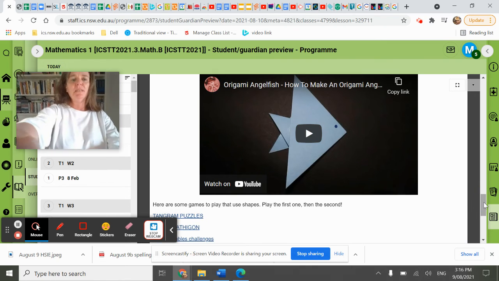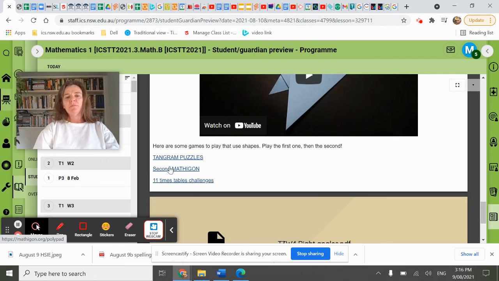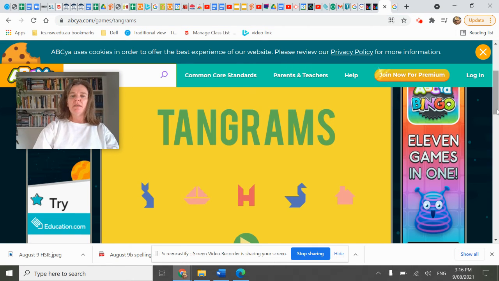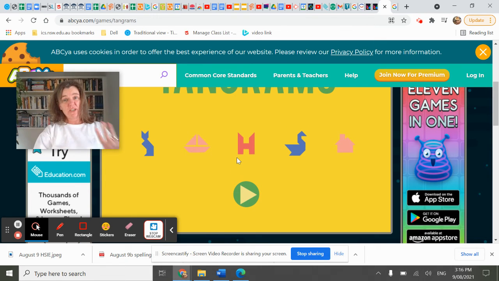We're looking a lot at shapes and angles. That's why there are some shape activities today. And then you'll find down the bottom, there's a tangram puzzle. I think you'll like this one. When you click on this, it'll take you to a page that looks like this. And the activities get increasingly hard. So they get more challenging as they go along.